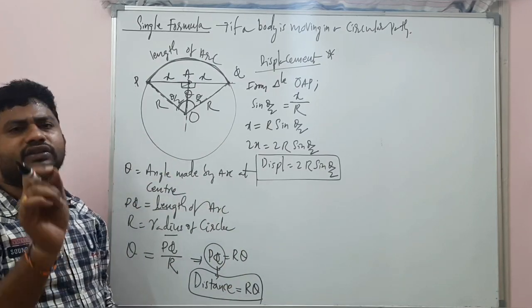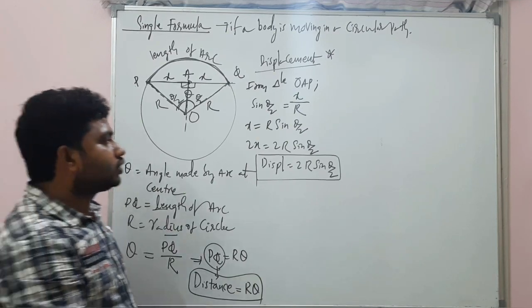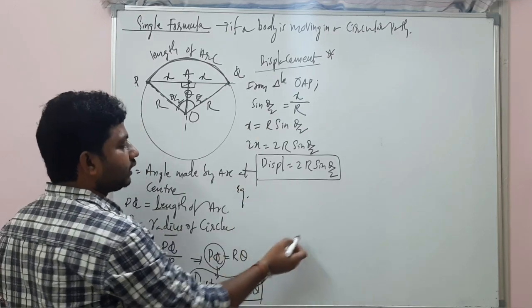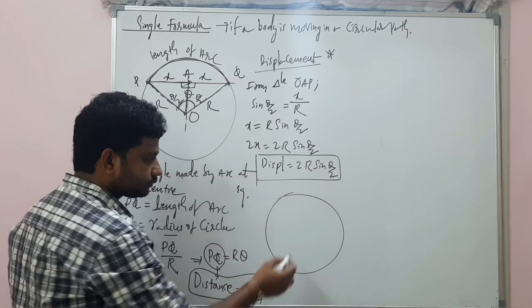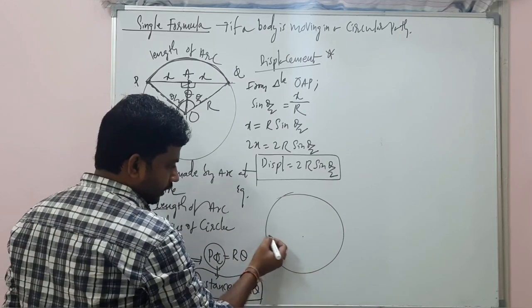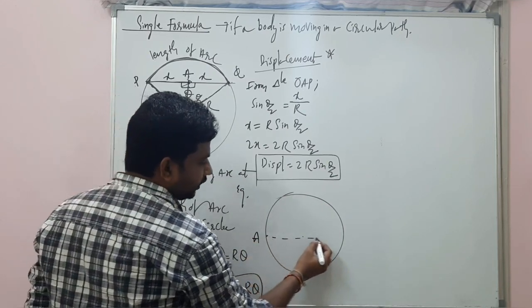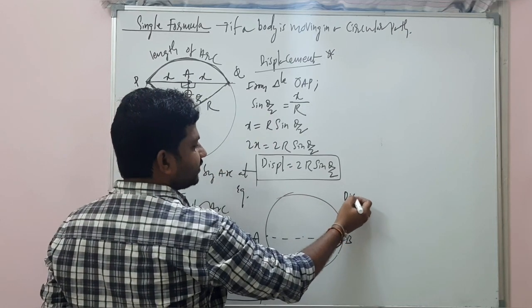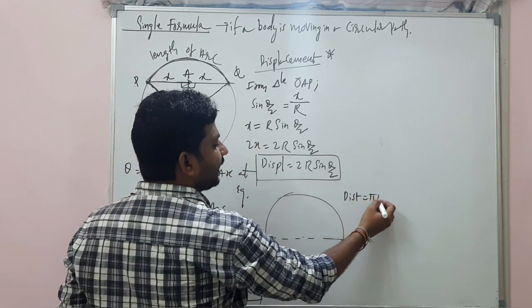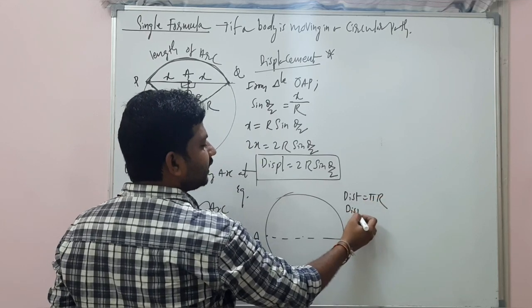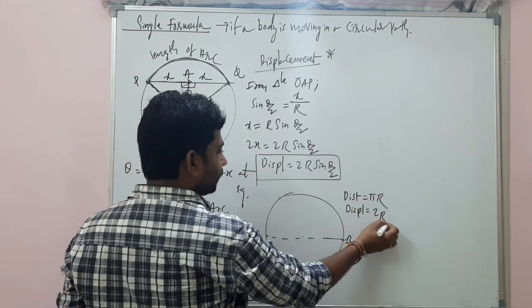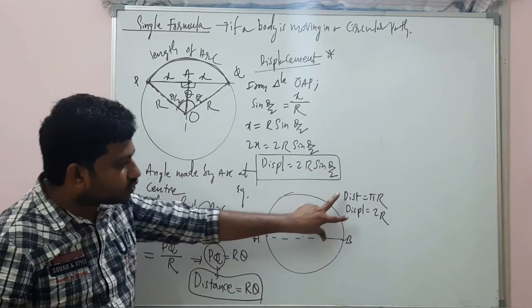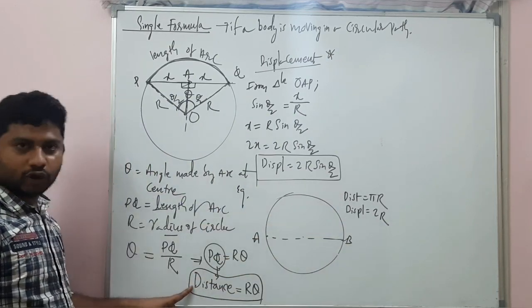Okay, let us take one simple example. So this is the circle, from here to here. Point A is here. Two diametric endpoints I have taken. You know, the distance in this case will be pi r. The displacement in this case will be 2r. Okay. So let us verify this with these formulas.